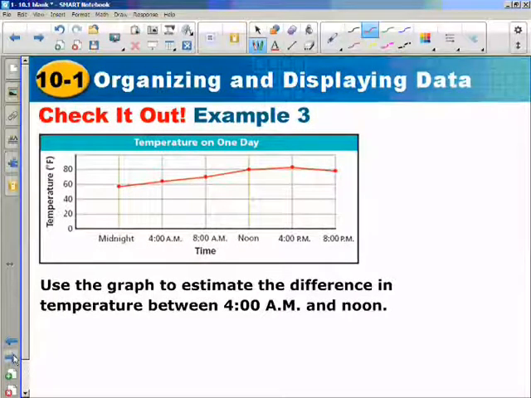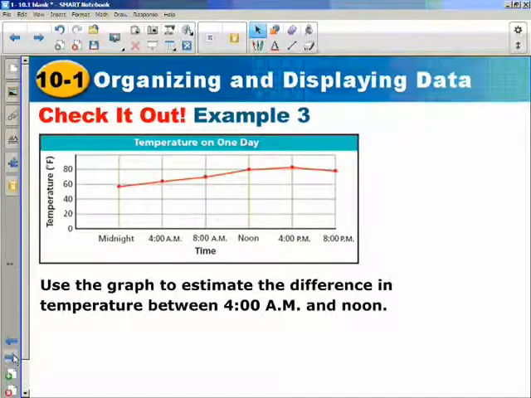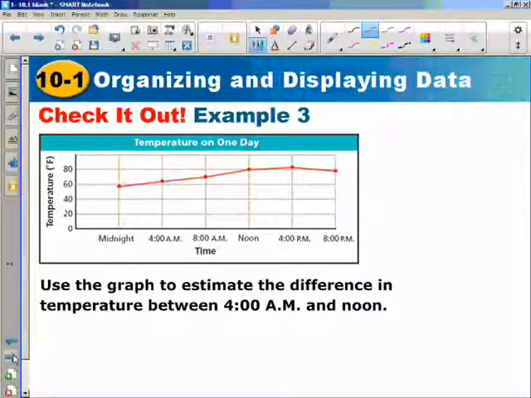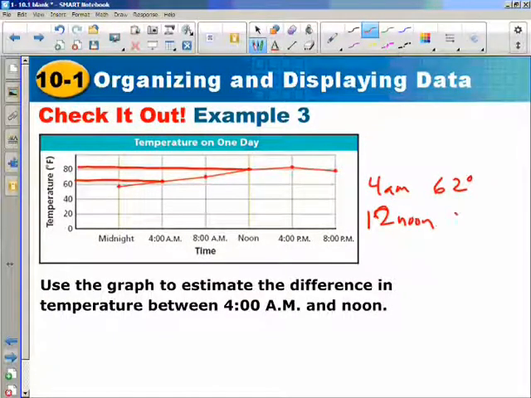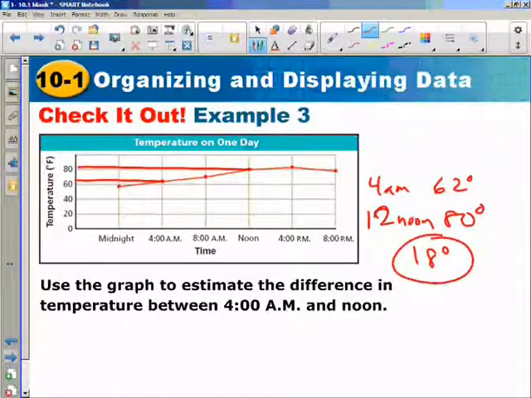Once you try this example, read the question, hit pause, and see how things go. All right, coming back, use the graph to estimate the difference in temperature between 4 and noon. We're going to say the difference, well, at 4, it started at roughly 62 degrees. And then by noon, that was pretty easy to read, it was 80 degrees. So 80 minus 62, 18 degrees different.